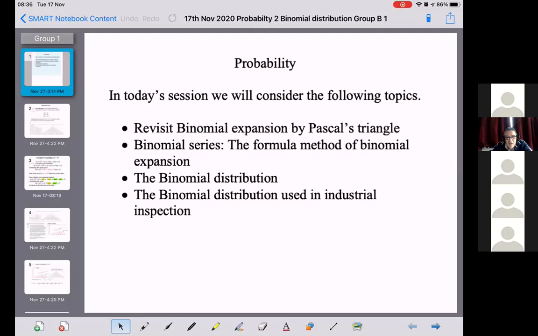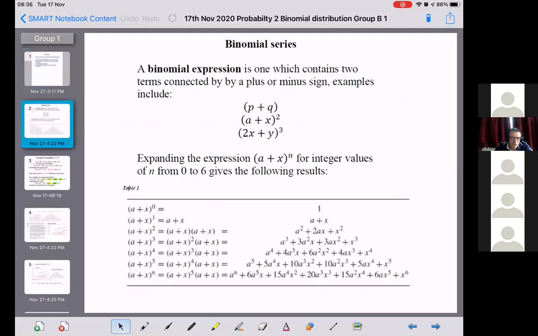So the binomial distribution is all about choices between options. We had a little bit of a look at this last week. So a binomial expression is one which contains two terms connected by a plus or a minus sign. Examples include p plus q, a plus x all squared, 2x plus y all cubed, and so on.